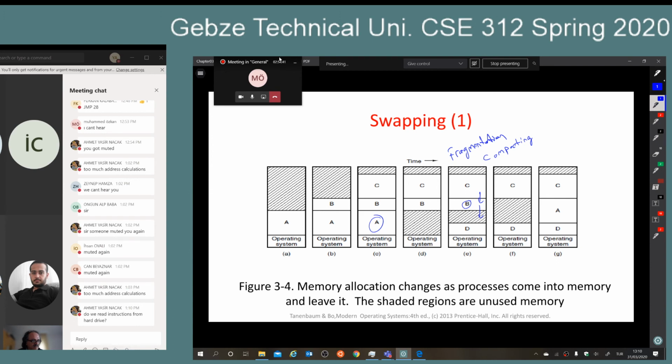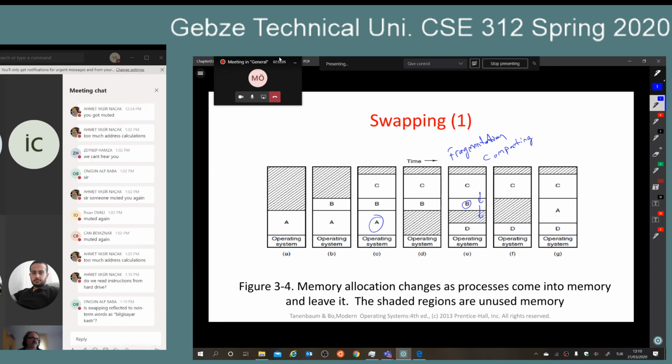Ahmet has a question. Do we read instructions from the hard drive? Yes, of course. Since we didn't have enough space for those programs, I had to swap it out. I read those instructions from the hard drive and load them to the memory because I forgot about them. Writing is more efficient, but reading, of course, you need to load them from the disk.